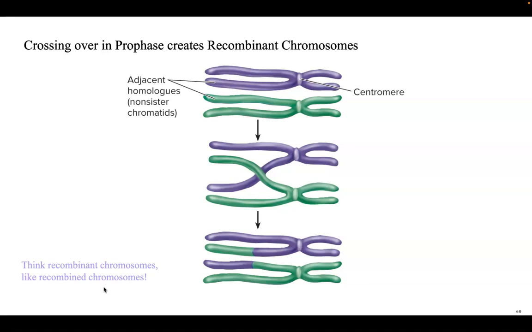So what is produced by crossing over in prophase 1? Recombinant chromosomes, which is chromosomes that have been recombined with a new genetic information combination.